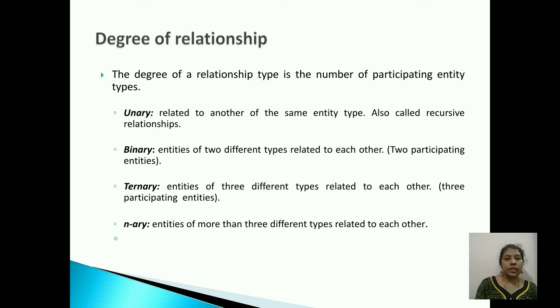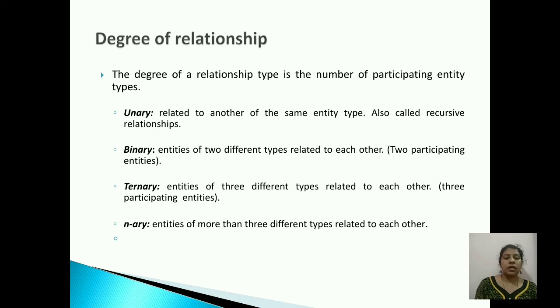Unary means the entities of the same entity type are associated using the relationship. It is nothing but the recursive relationship. In the recursive relationship, an entity type is related to itself. That means only one entity type is participating in the relationship. Then it is called a unary relationship.